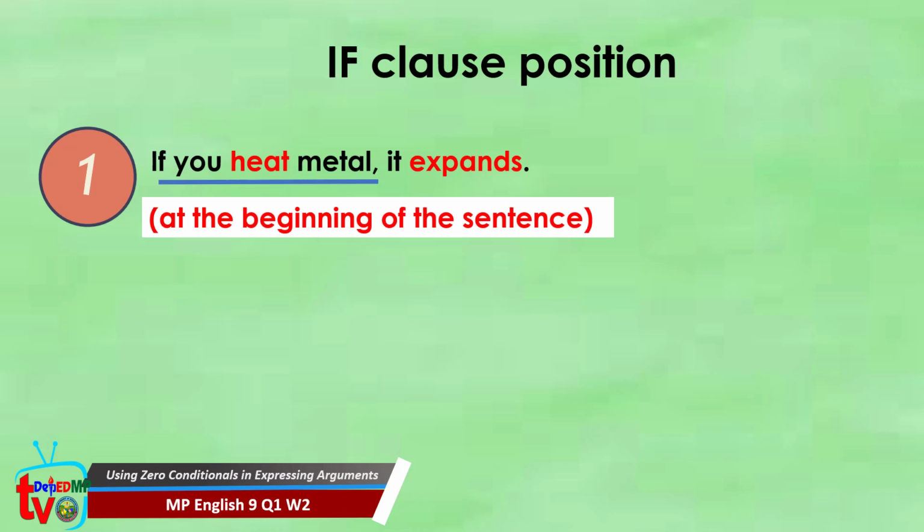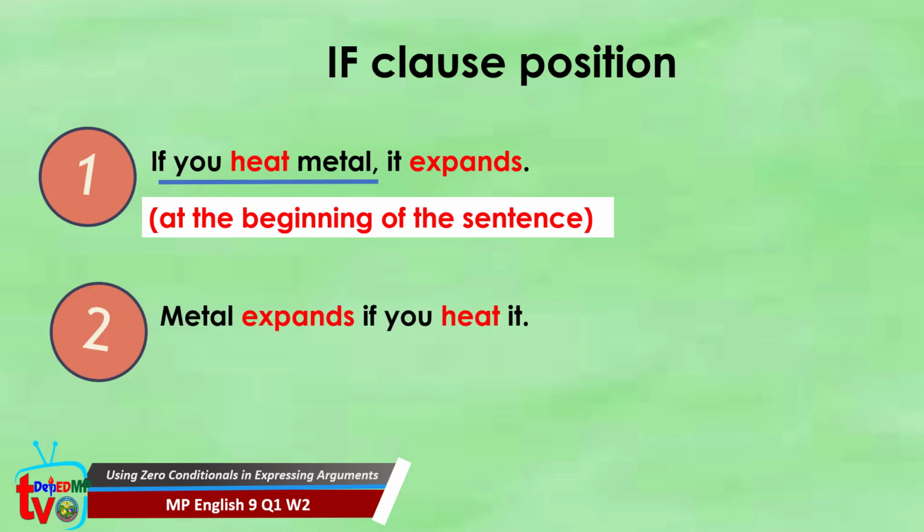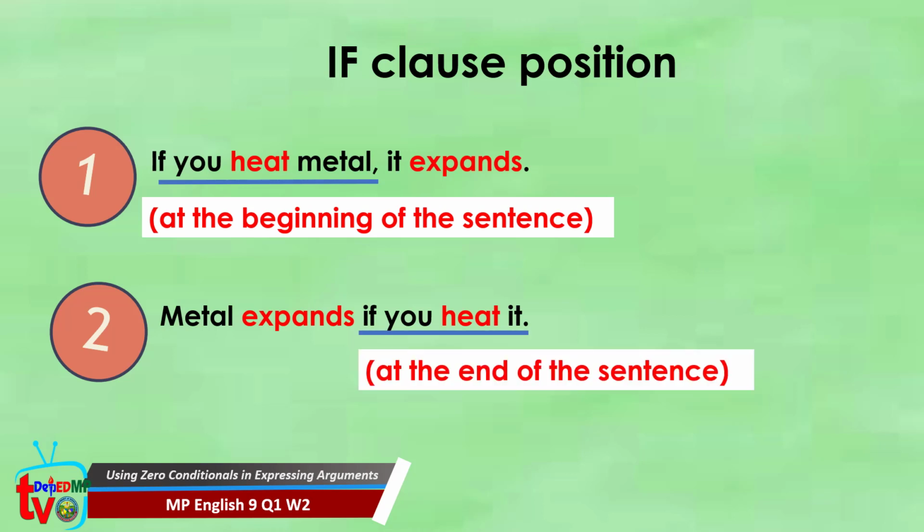Let's see the next one. Metal expands if you hit it. Where is the if clause placed this time? Correct. It is placed at the end of the sentence. Based on the examples, we can conclude that the order of the sentence can be reversed, or the if clause can be written either at the beginning or at the end of the sentence.